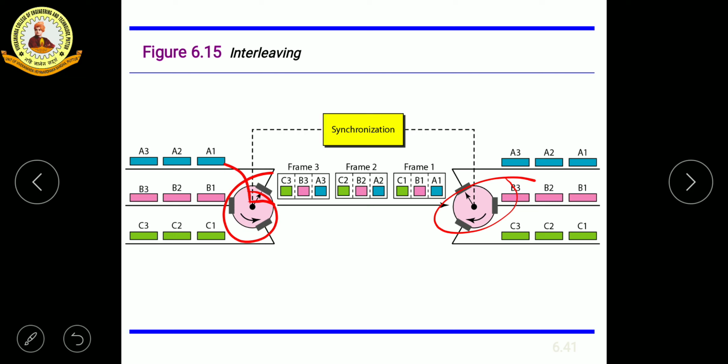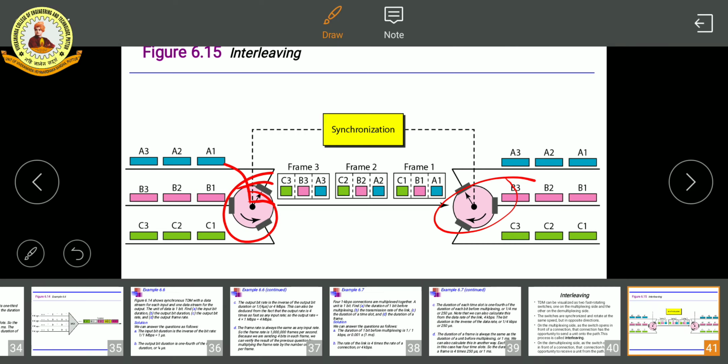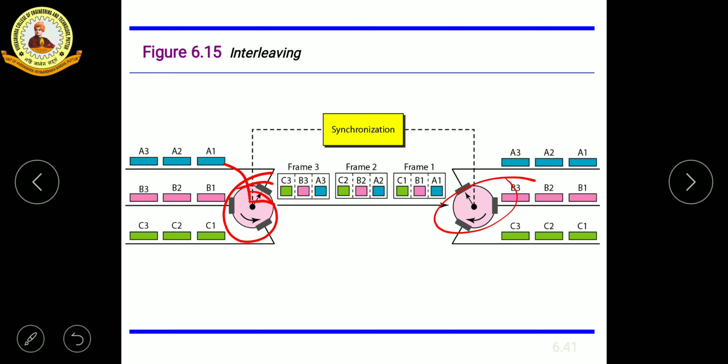Like when it is time for A, and then A's time slot is over, then this switch rotates. Then A cannot send the data. Now B can send the data. When the time slot of B is over, then C can send the data, like that. They can send the data and form a frame on the output link. This process is called interleaving, and this figure shows how it works.